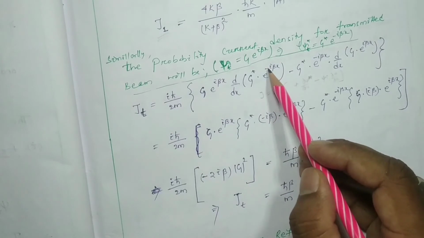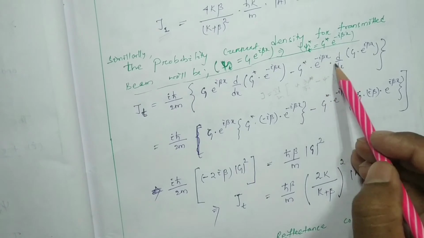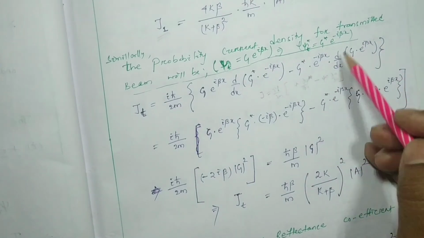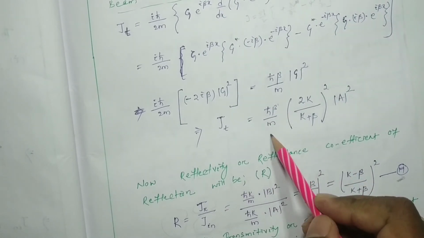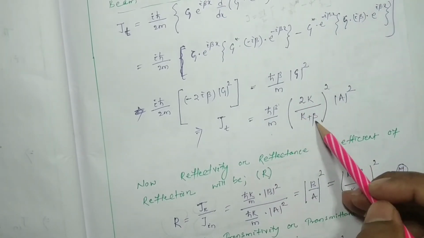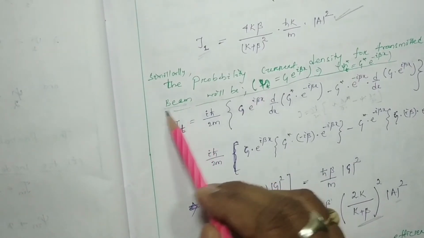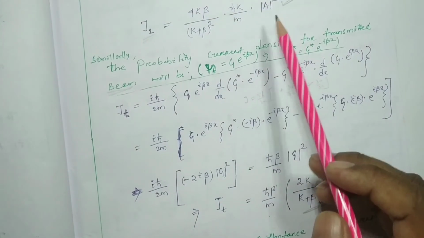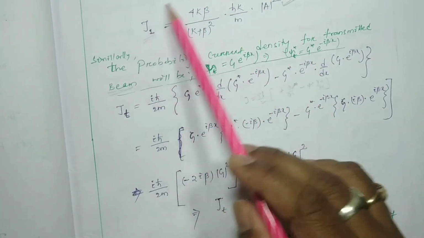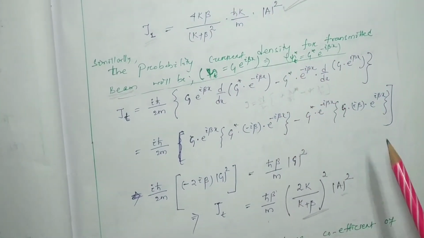So g* e^(-iβx), here I have written minus g* e^(-iβx) into d/dx of g e^(iβx). By solving, we can get j_t = ħβ/m into 2k/(k+β) whole square into |a|². So this is nothing but the total probability current density for the transmitted beam. Sometimes in exams they directly ask problems by considering this equation, so it is better that you remember the last expressions.